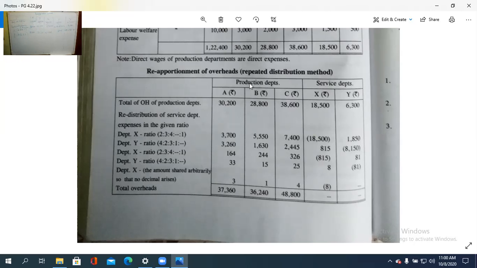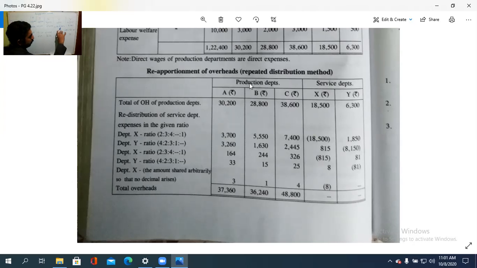Then what do we have to do next? Apportion the 815 for X. So department X, 2:3:4:1. So apportion 815. How much is it? 164 for the first department, 244 for the second department, 326 for the third department, and 81 for the fourth department.